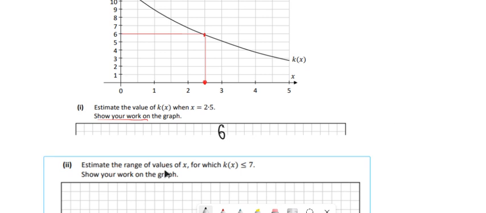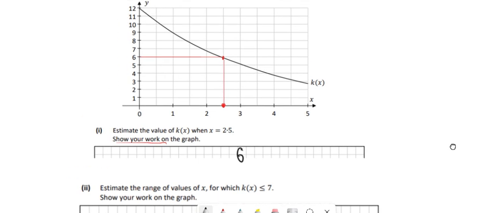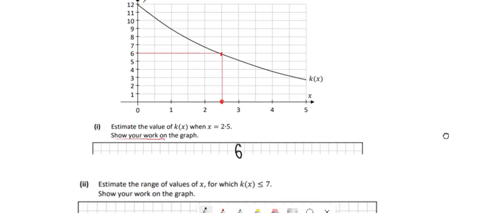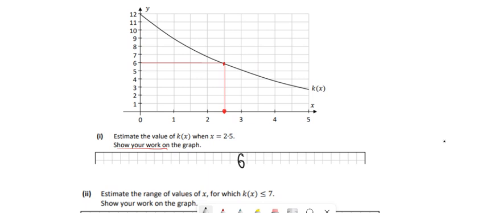Estimate the range of values of x for which k of x is less than or equal to 7. So k of x is up, so less than 7. Where is the graph less than 7? It's cut off at that point there, really. We have to estimate. So it's from there that it goes less than 7. Everything to the right of the line I've drawn is greater than 7.